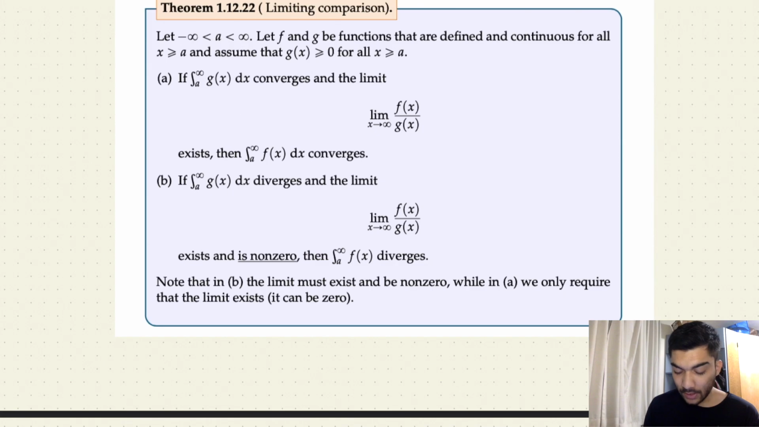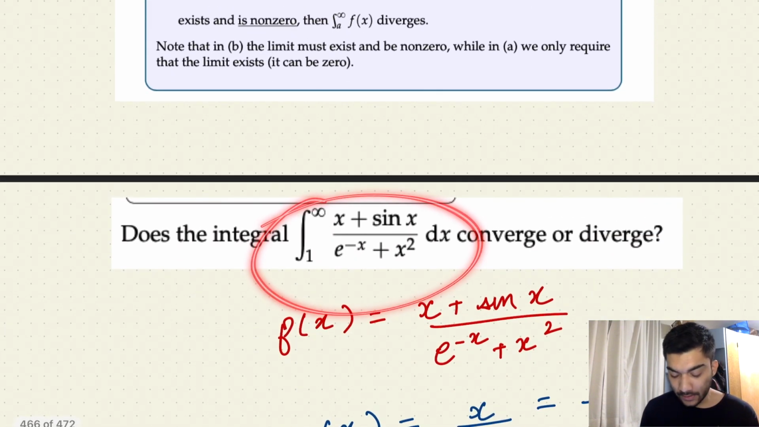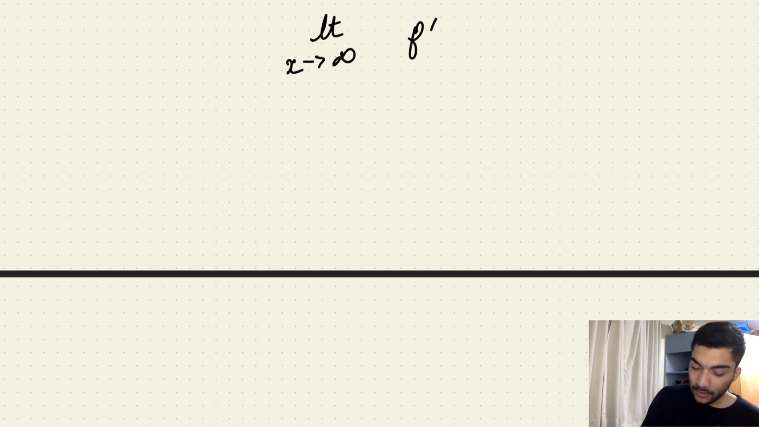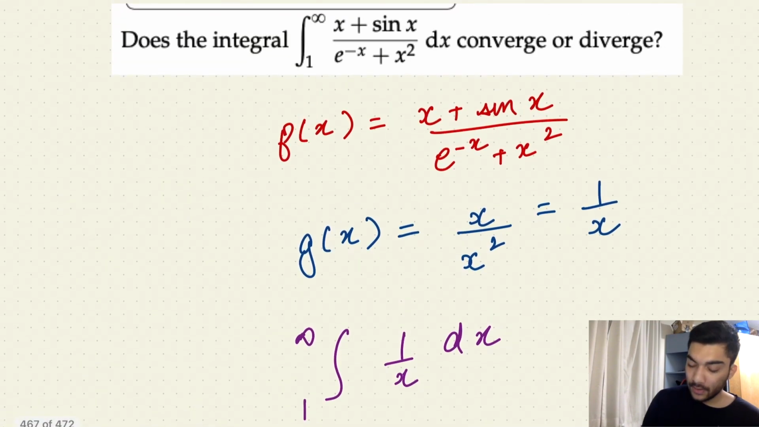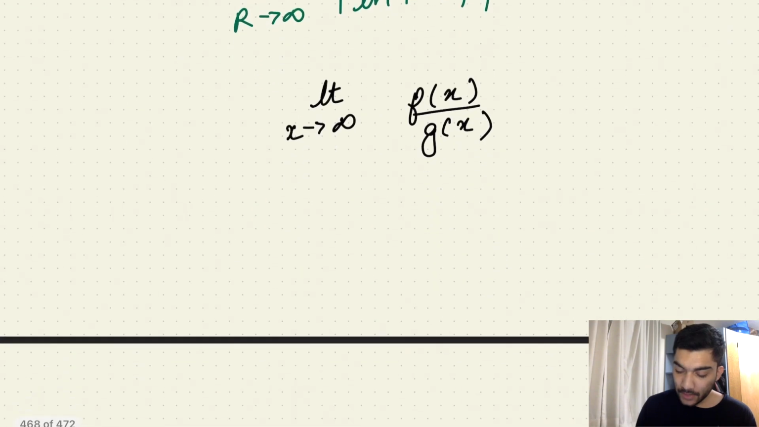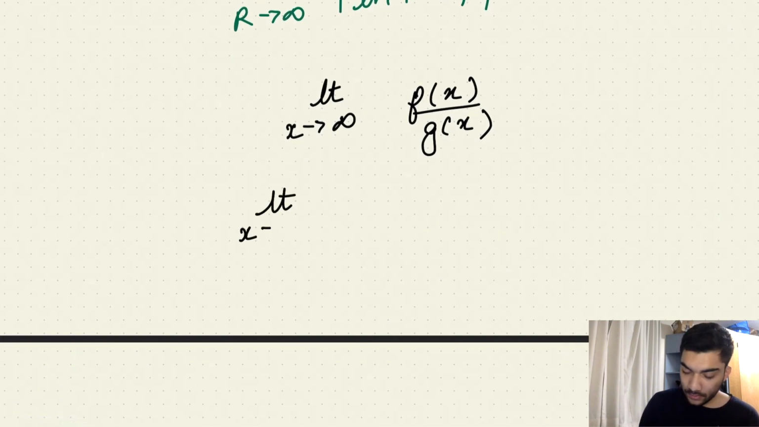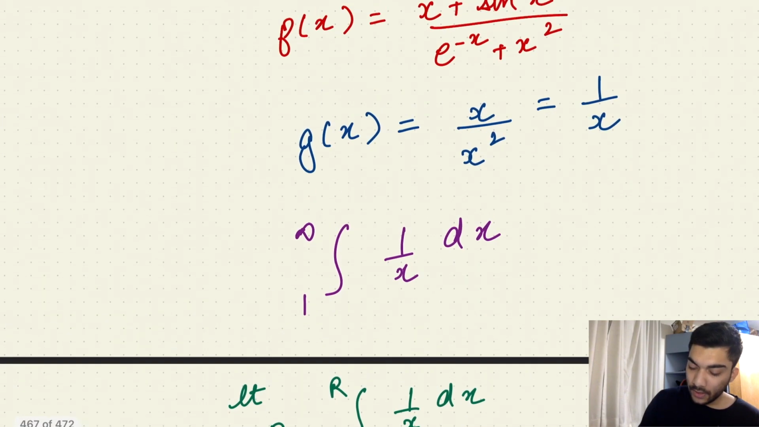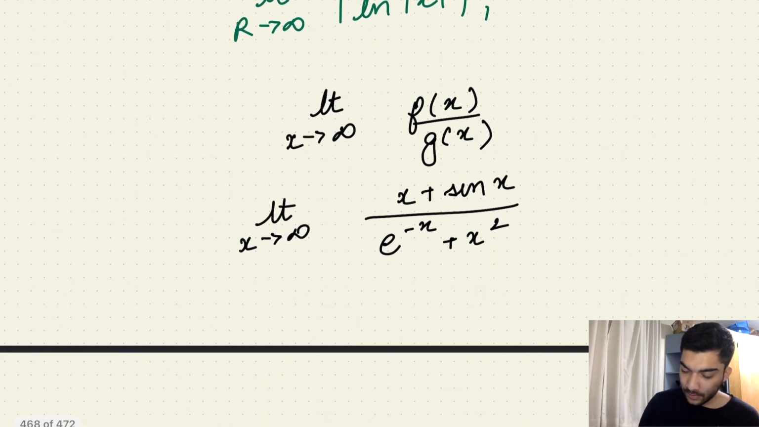If it's non-zero, then you can clearly state that your f of x dx integral with the same endpoints, which is this original function expression, will also diverge. So now let's calculate the limit as x approaches infinity of f of x upon g of x. We know that our f of x is basically this expression. So this would be the limit as x approaches infinity of x plus sine x upon e to the power minus x plus x square. And now your g of x is 1 by x, right?